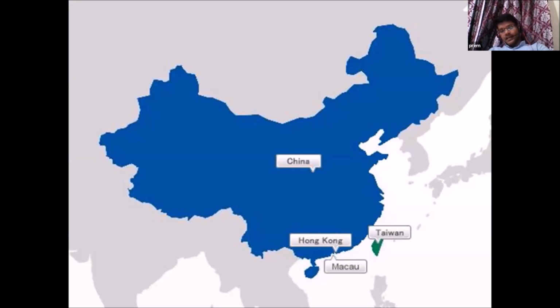See, if this is China, this is Taiwan, just opposite to here. And similarly, you have Hong Kong and Macau just parallel to each other. And above Hong Kong, you have this Shenzhen Economic Zone. This Hong Kong and Shenzhen Economic Zone falls under Guangdong province of China. Okay, that you don't need to remember, but just try to see the location. It might be useful.